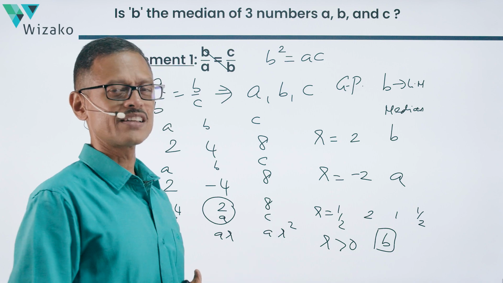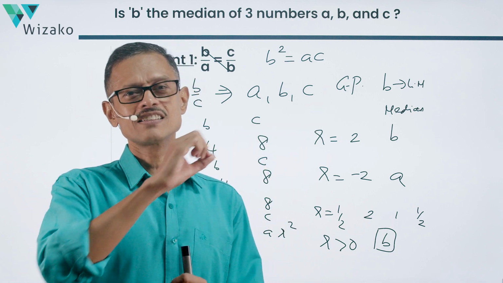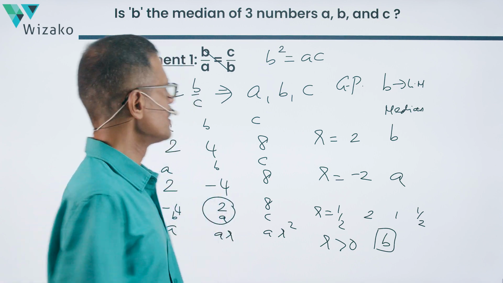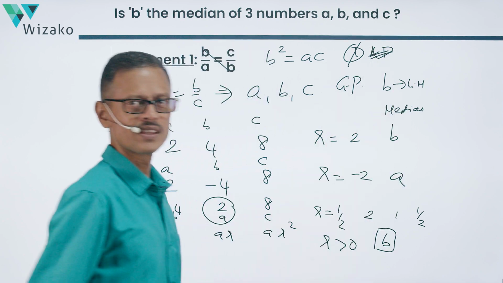So statement 1 does not tell us whether the common ratio is positive or negative. All it tells us is that these three numbers are in a geometric progression. So statement 1 alone is not sufficient. Let's rule out answer options A and D. Take a look at statement 2 alone, see whether that helps.